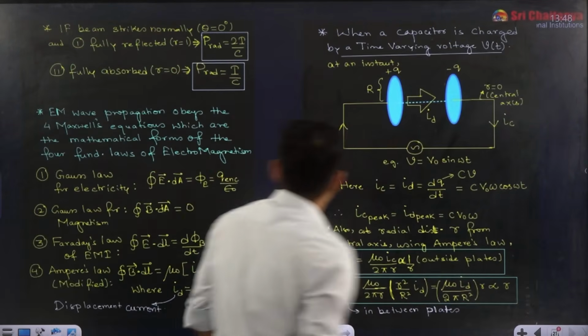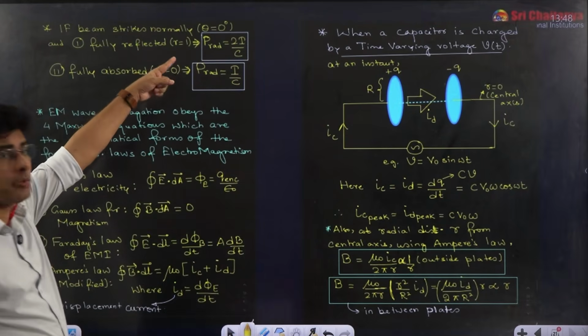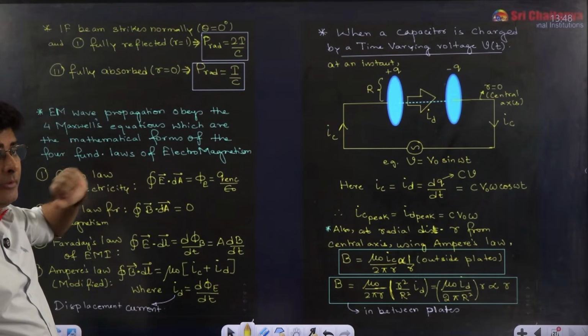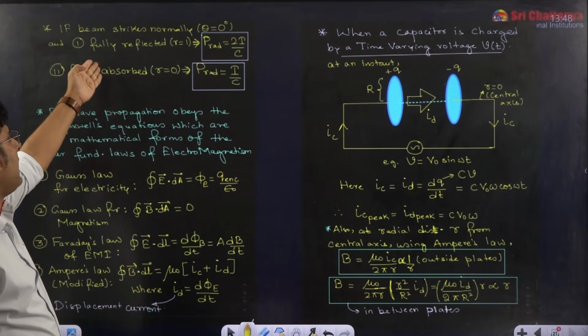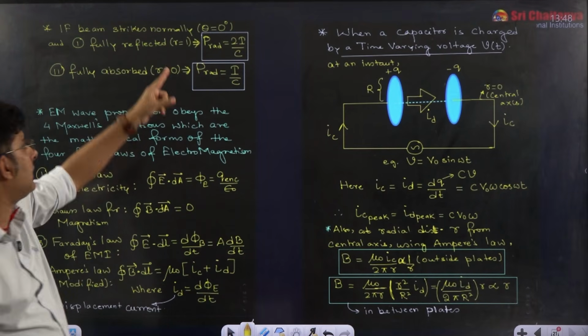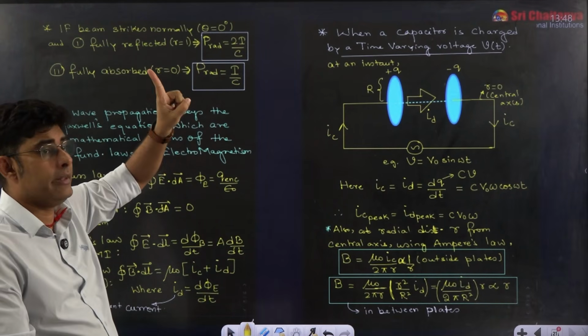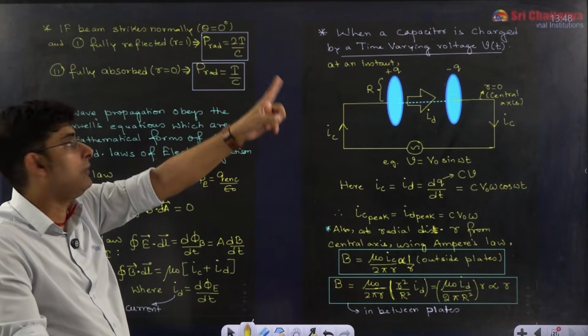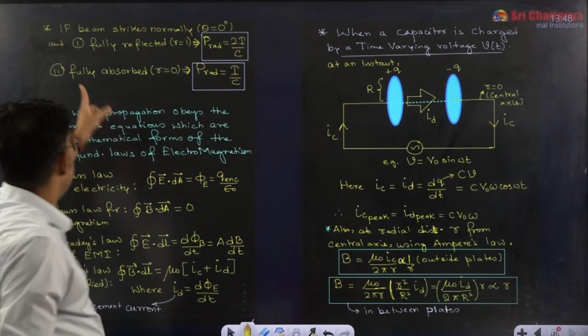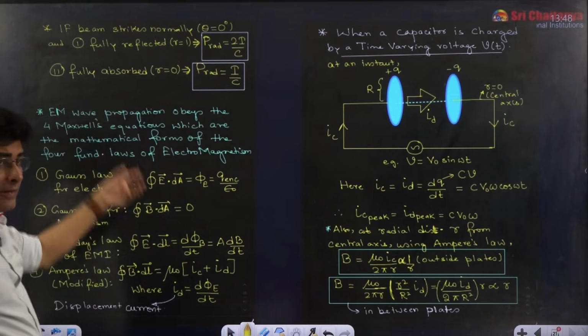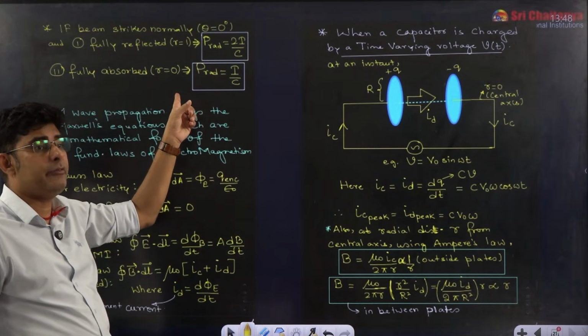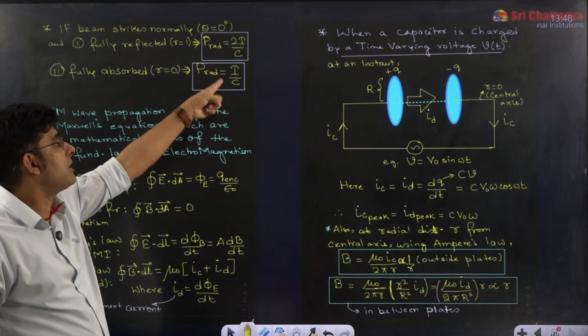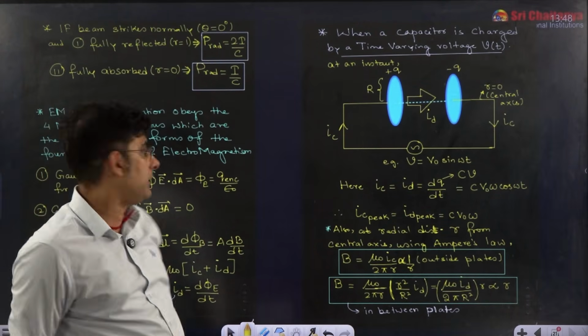As I told, if the beam strikes normally, theta will be 0 degrees. If theta is 0 degrees and it is fully reflected, meaning reflection coefficient R is 1, then P radiation becomes I by C into 1 plus 1, which is 2I by C. And if the radiation is completely absorbed by a surface, the reflection coefficient is 0, so radiation pressure will be I by C. Very important.